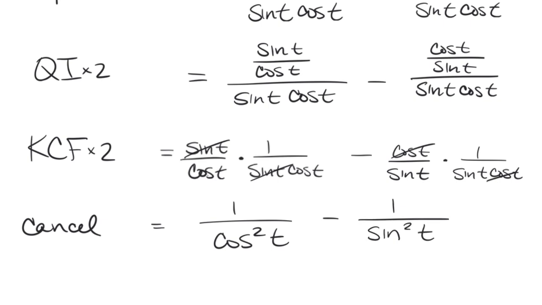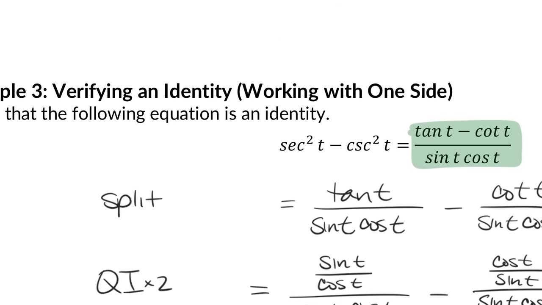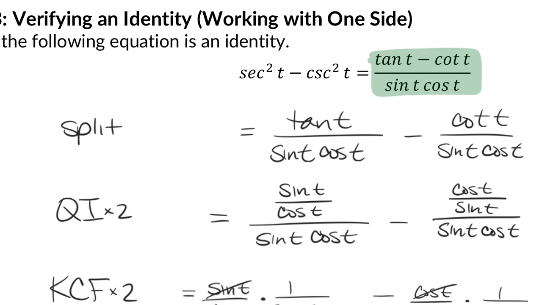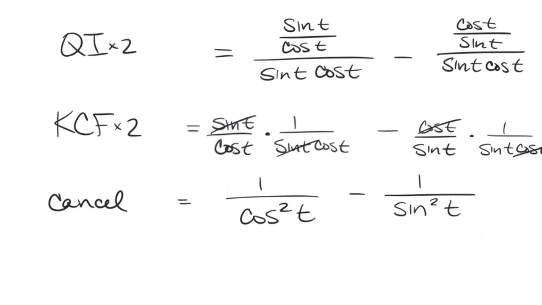Now again, don't lose the goal, because you might start to work backwards and start trying to make a common denominator and all this stuff. That's not what we're doing here. Our goal is to have two terms, check, we do, that have secant squared of t minus cosecant squared of t. Let's see if we're close.